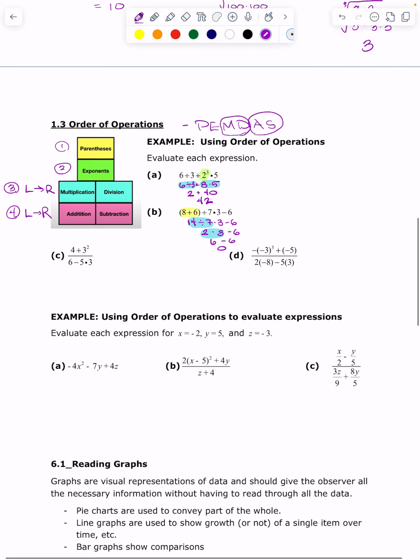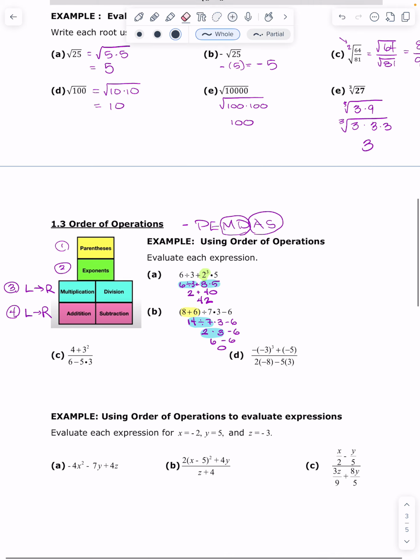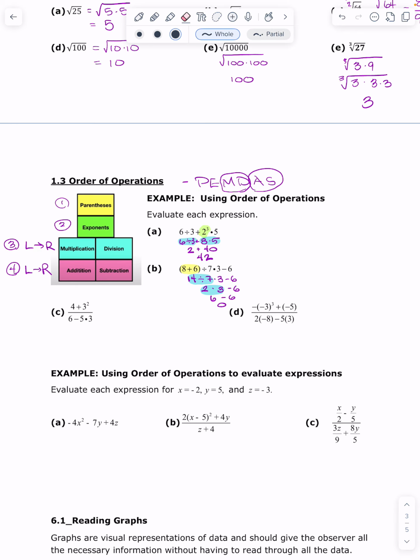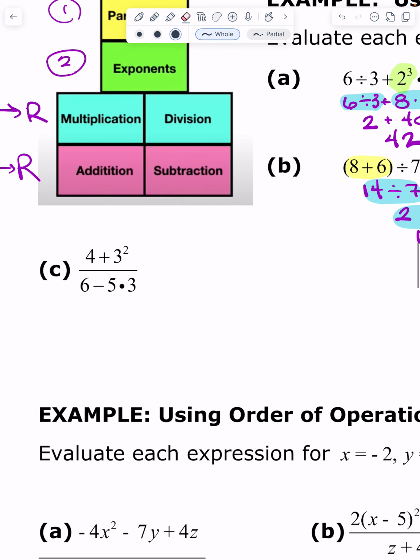This would be a great time, spacing's off there, sorry, to pause the recording, go through these next couple, go through C and D, and then come back and check your answer.